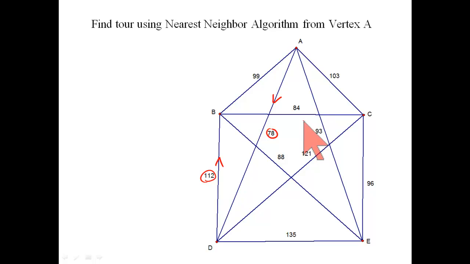What's next? I only have 2 choices now. I can't go back to A yet. So 84 or 88. 84 is the smallest. Now I'm at C, and now I'm really out of choices. I have to end up at vertex A, and I haven't been to E yet, so I had better go here and then along here.